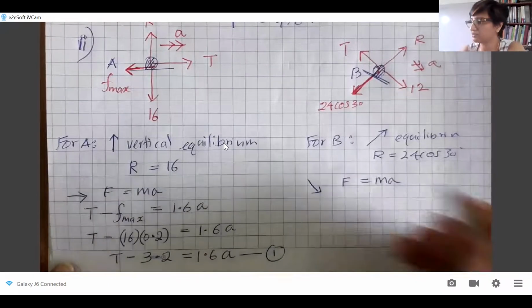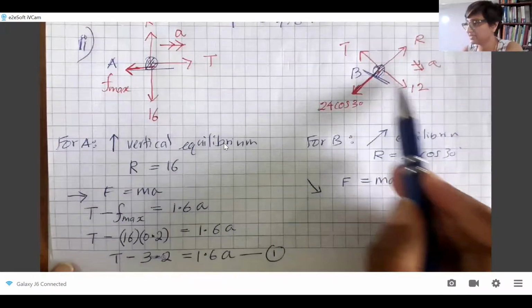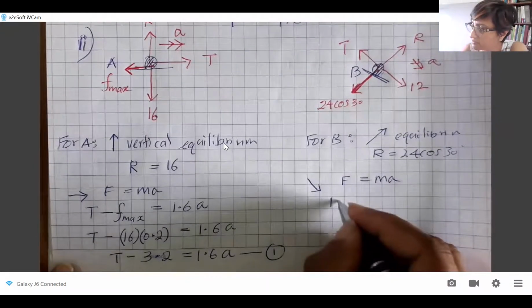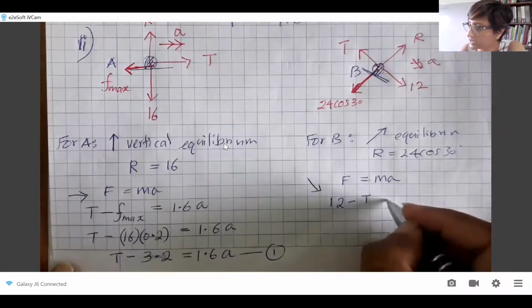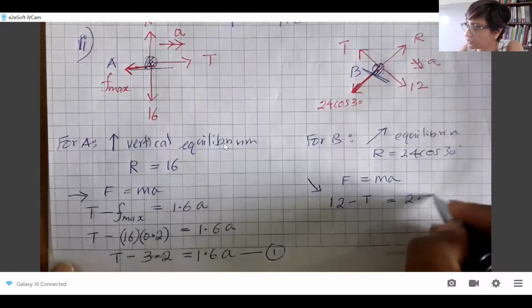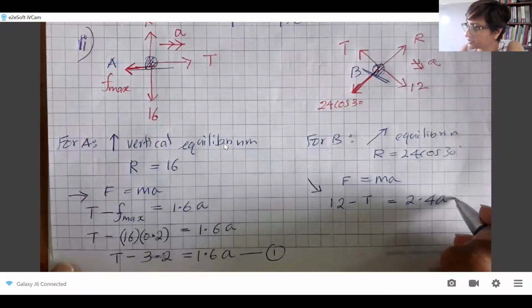And then in the direction of the acceleration, in the direction of motion, F equals ma. That gives me 12 minus T is equal to 2.4 A. Number 2.